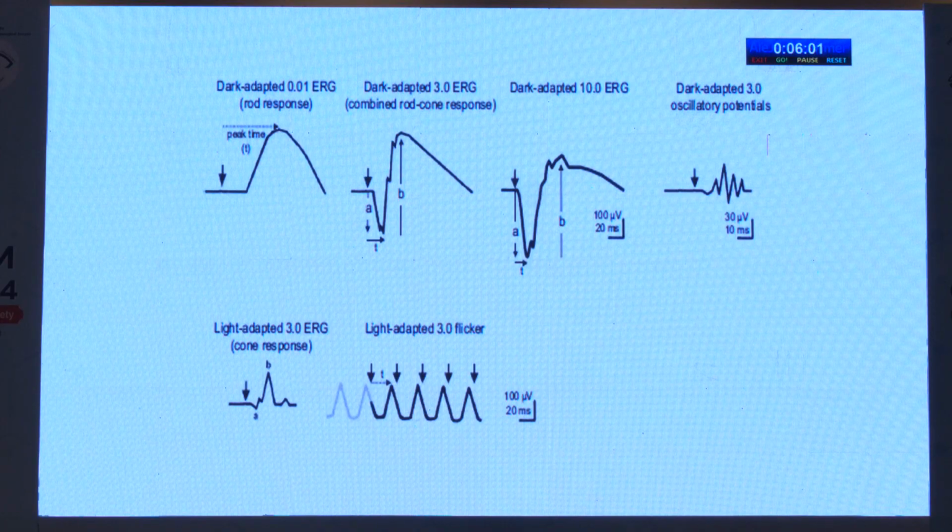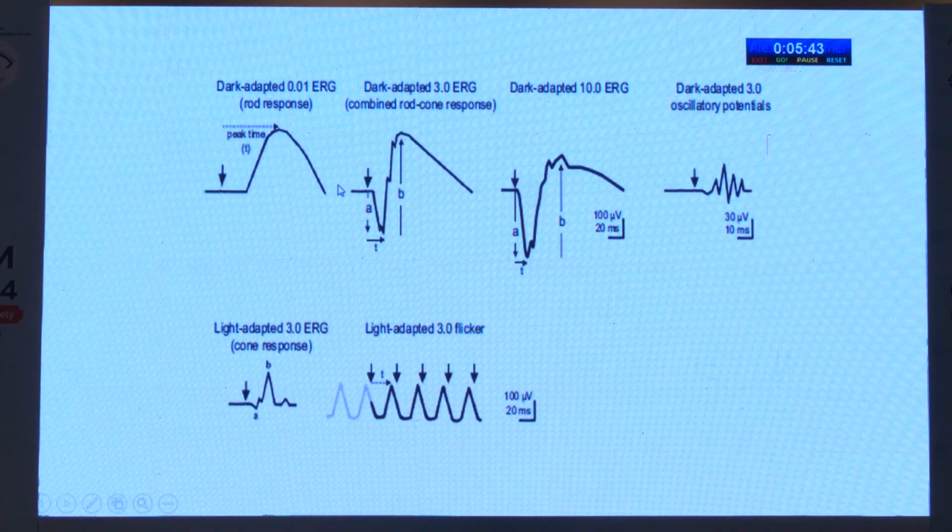First we make the patient dark adapted. We keep him in a dark room for 30 minutes, and then we conduct this test. There we get dark adapted waveforms. Here you see these waveforms, out of which I will describe this one. This is the A waveform and the B waveform.